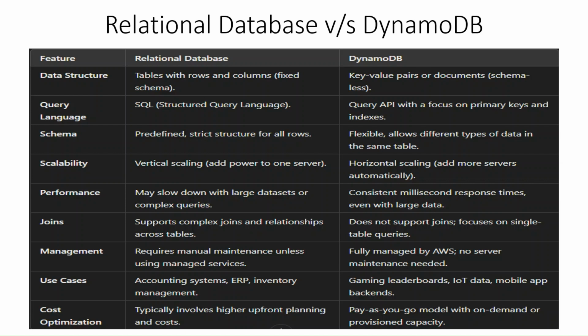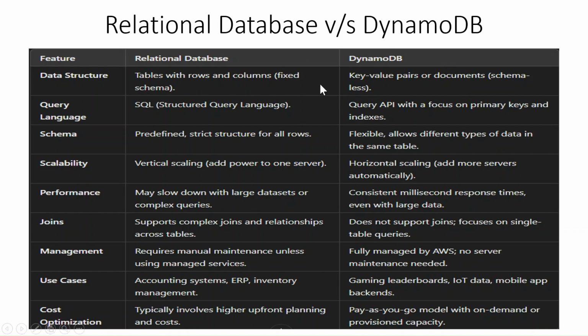Now, let's talk about the difference between the relational database and DynamoDB. The relational database uses tables with rows and columns. It stores the data in the form of tables, similar to spreadsheets. It uses a fixed schema, meaning the structure of data is predefined. For example, every row must have the same columns.